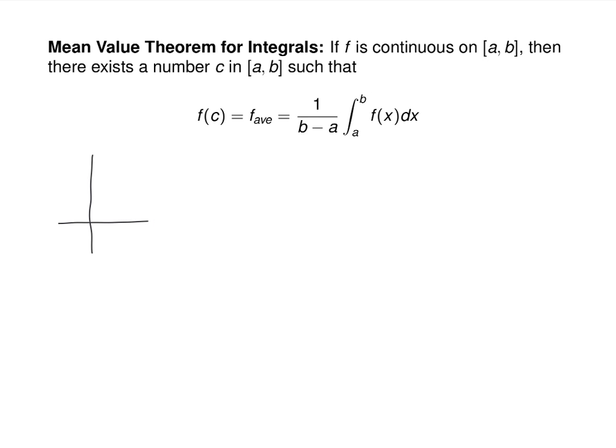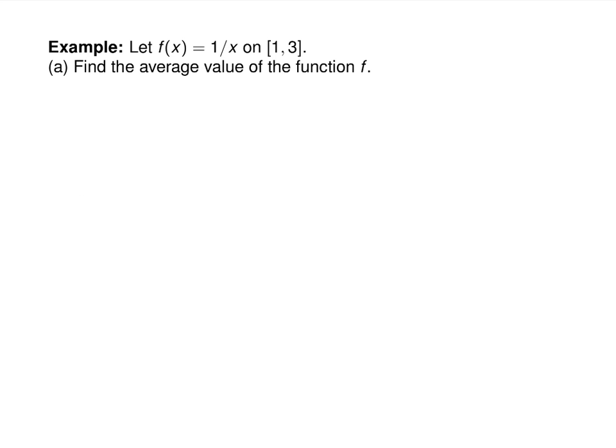So what that means is if you have a function from a to b, and you find the average value and you plot it, so y equals f av, somewhere in the middle, at some point c, your function value equals that average value. We're just going to figure out when that particular average value happens, at which value of x. So we're going to do that for a few examples.